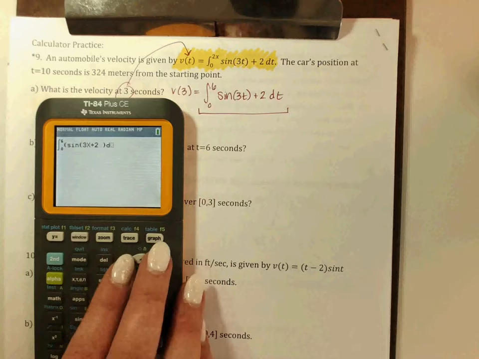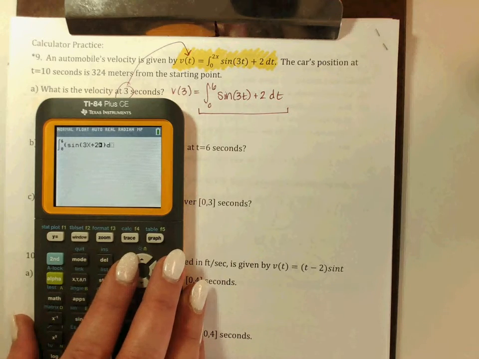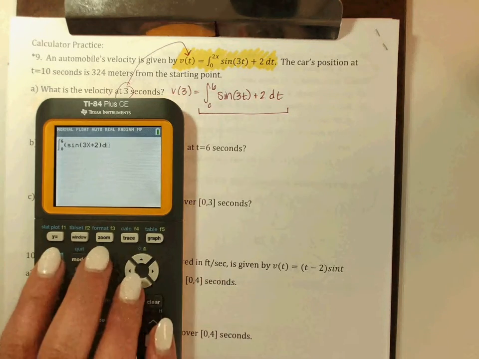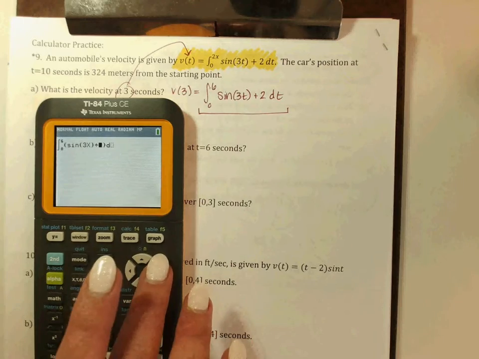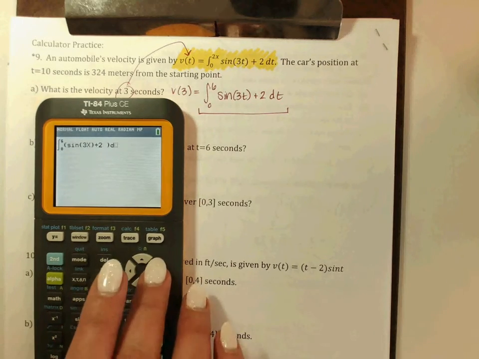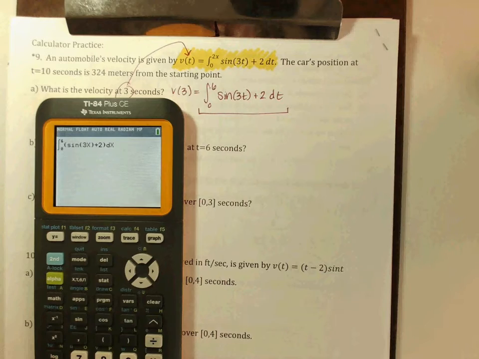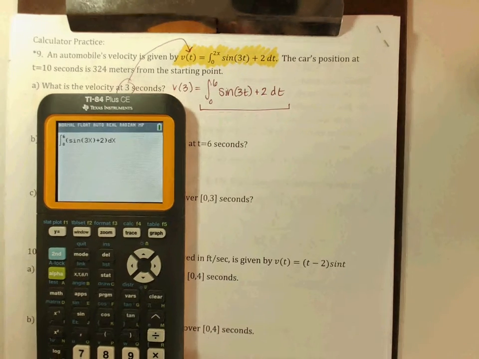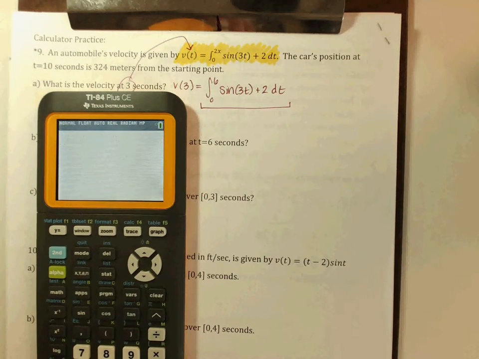Oh wait, hold on, this is wrong. What do I need to fix? Put the 2 on the outside. Yeah, I gotta make sure to put parentheses there. Okay, so integral 0 to 6, 3x plus 2. Type it in, bam, answer.